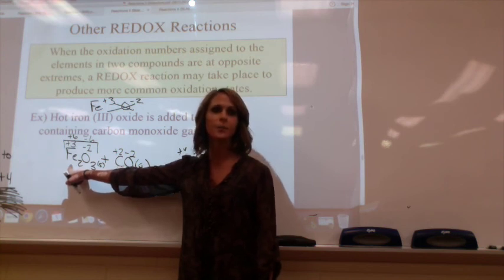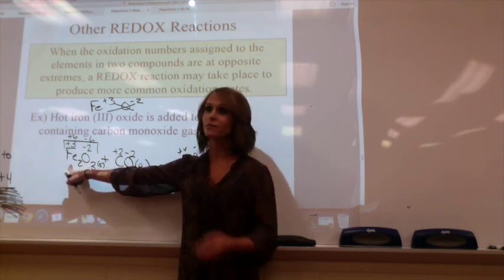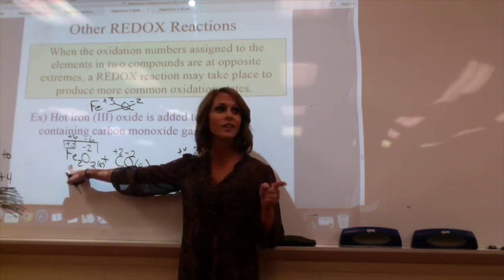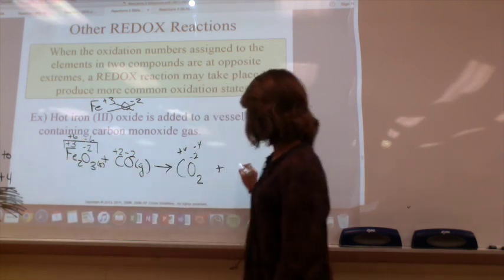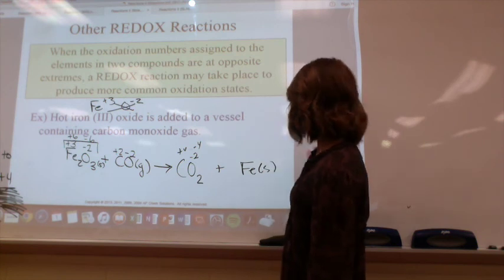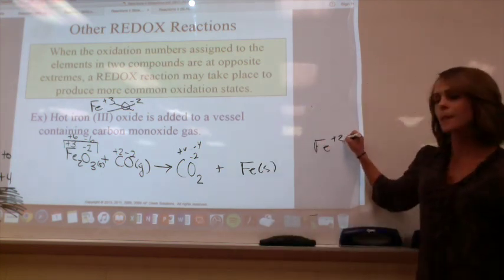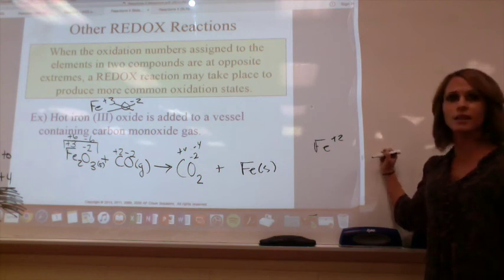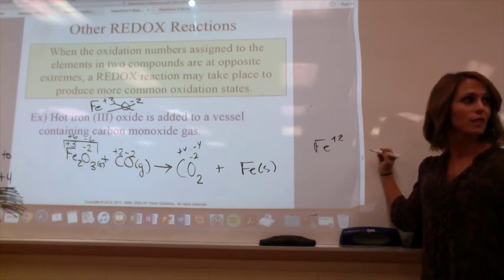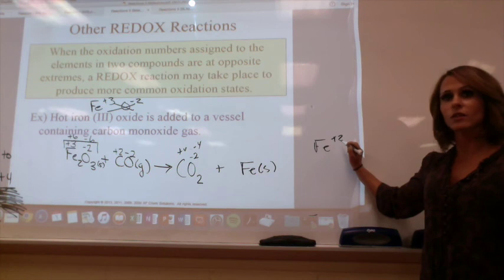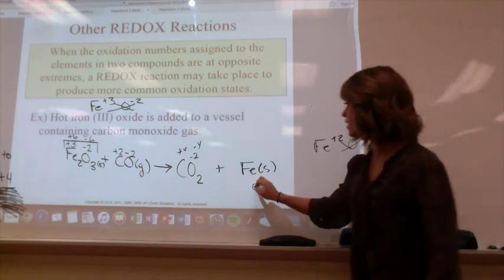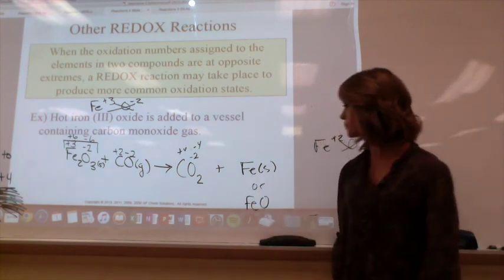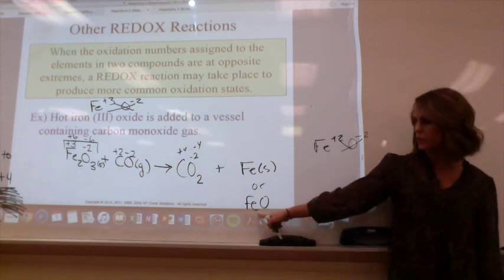It's in a +3 state. Where do you want to make it go? Look at your charges. +2 or 0. You have a choice. It could do both. So if it becomes a 0, then it's Fe solid. What if it became an Fe +2? You're not just going to write Fe +2 because this isn't an aqueous thing floating around, right? It's not a solution. So how do you make it be a +2? What does it react with? The oxygen that's left with it, right? And you crisscross and you get FeO. So this made it a +2 state, this made it a 0 state.